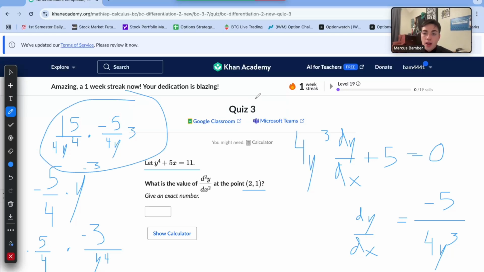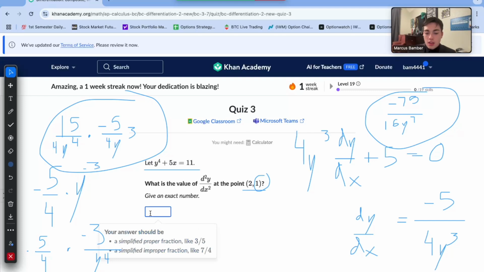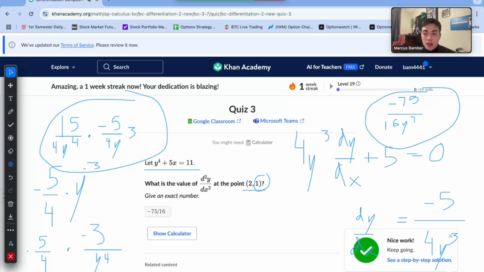So let's go ahead and simplify. Negative 5 times 15 is negative 75, so our numerator is negative 75. Our denominator is 16 and y to the power of 7. Okay, and now we're going to substitute in just 1 here, because we don't have any x values to substitute. So we have negative 75 over 16 as the correct answer. We cannot simplify this fraction. Alright, so that is the correct answer.